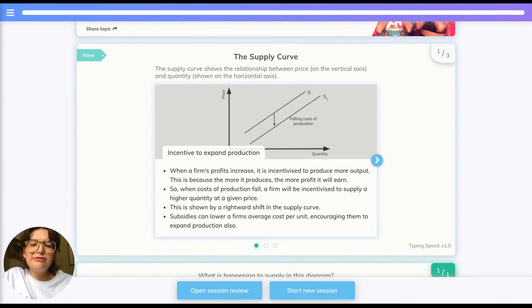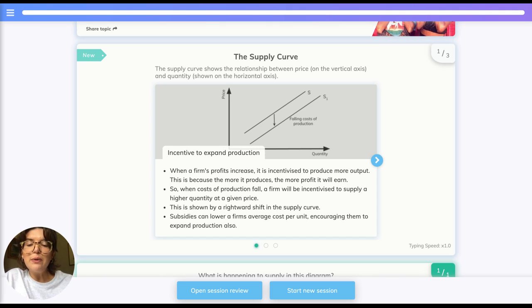So, the supply curve shows the relationship between price, which is on the vertical axis, and quantity, which is on the horizontal axis. So, when a firm's profits increase, it is incentivized to produce more output. This is because the more it produces, the more profit it will earn. So, when costs of production fall, a firm will be incentivized to supply a higher quantity at a given price. This is indicated by a rightward shift in the supply curve.